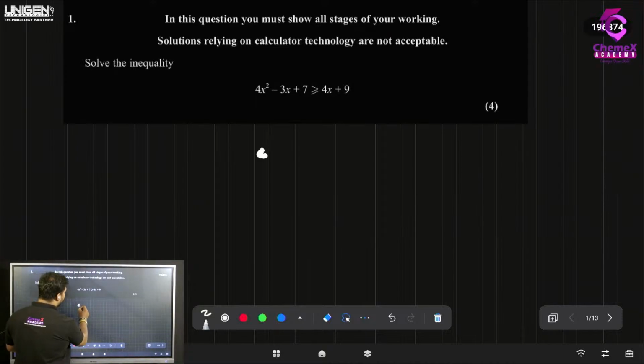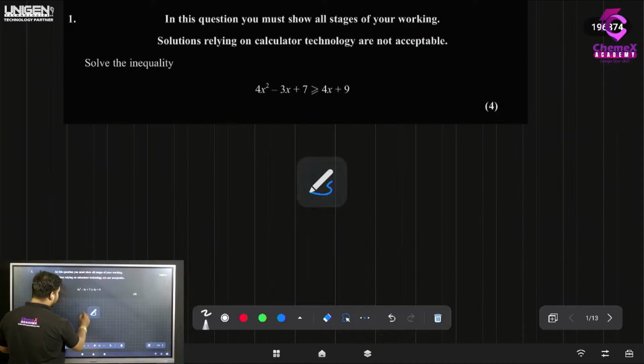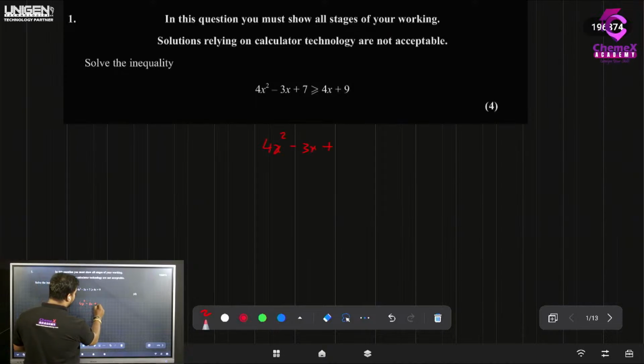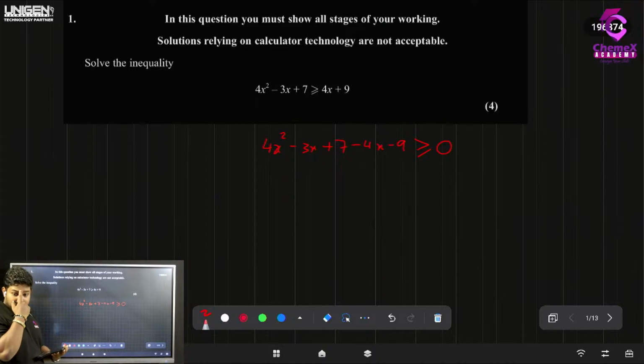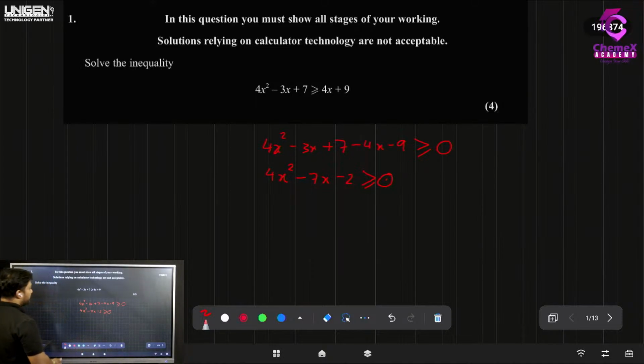How do you do it? 4x squared. Aman, you tried? 4x squared minus 3x plus 7 minus 4x minus 9 is larger than or equals 0. Okay. So, how do you do it afterwards? 4x squared minus 7x what? Minus 2 is larger than or equals 0. Now, how do you solve it? We have one more joining. So, now how do you do it?